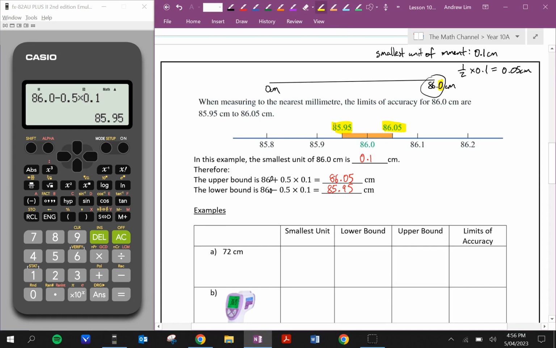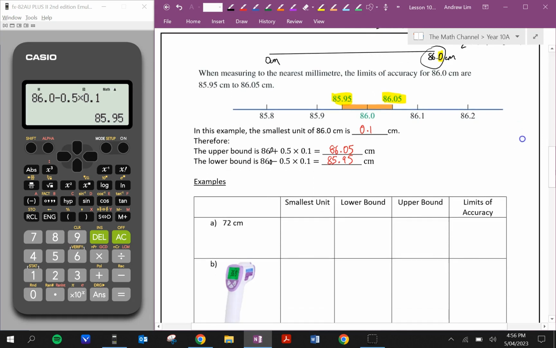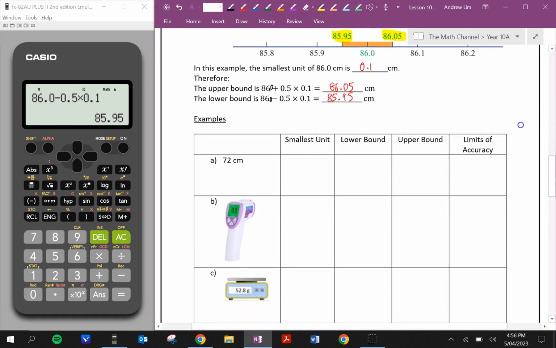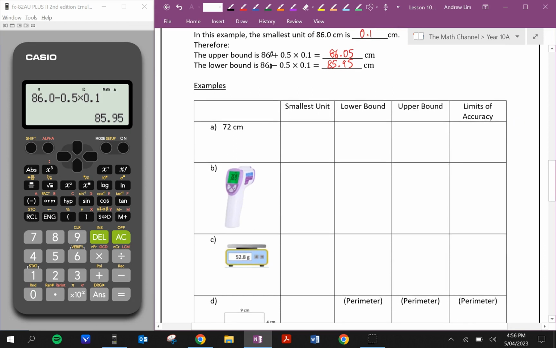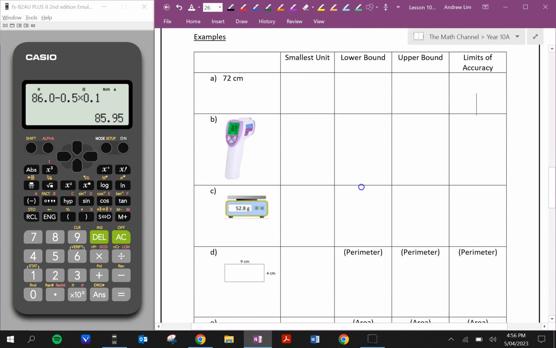Now, in my opinion, it's actually easier to not use the formula. Right, so this is what I like to do. I always like to work out the upper bound first, and then I can work out the lower bound, and therefore the limits of accuracy is just between those two numbers. But for the sake of this lesson, let's also just work out what the smallest unit is for each of these examples. So in example A, we've got 72 centimeters.